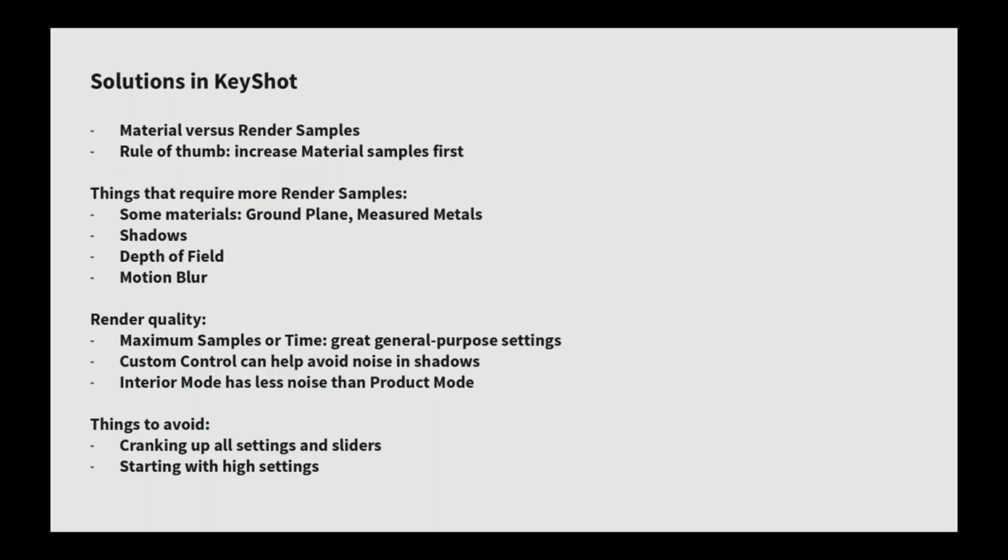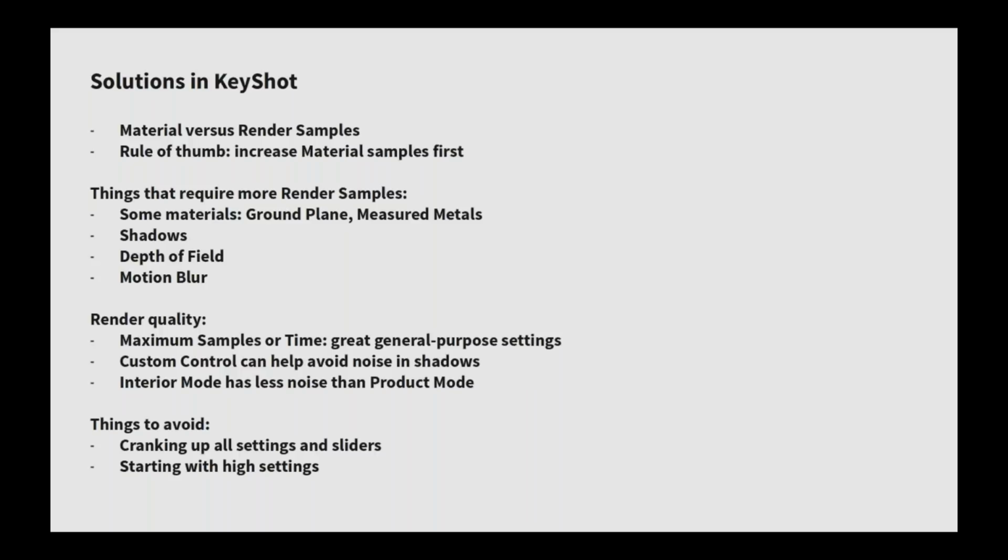So there are two parameters that are going to be essential in controlling that, and that is material samples and render samples. The material samples can be found in some of the individual materials, while the render samples you set in the render output dialog. And the rule of thumb is to always increase the material samples first before you touch the default render samples, because that will allow you to focus on cleaning up the materials that need the samples most.